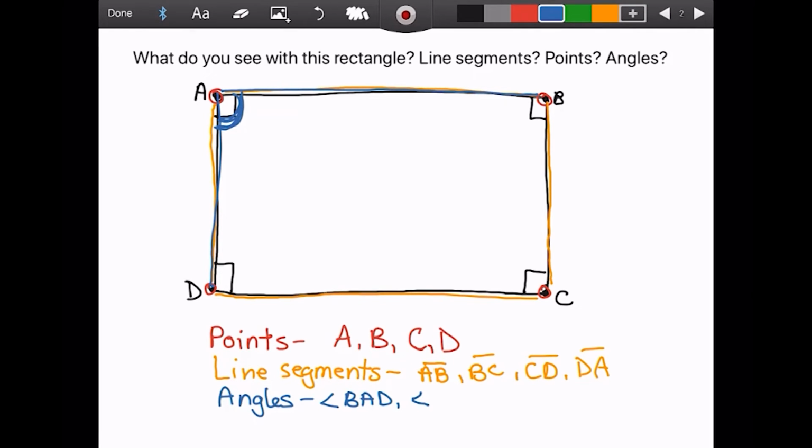There are 4 angles on here, so I'm going to write them down. And hopefully you can see them as well. All right, so 4 angles that we have there. So what we talked about previously with some of the vocab, we can find in shapes to help us have conversations about shapes and help us understand geometrical figures a little bit better by understanding their line segments, their points, and their angles.